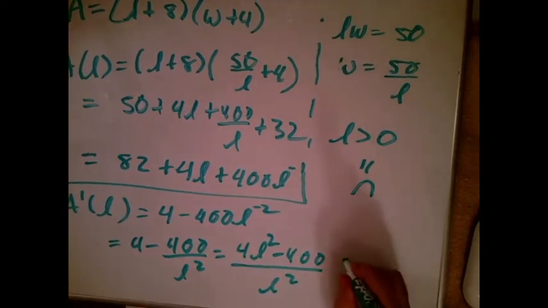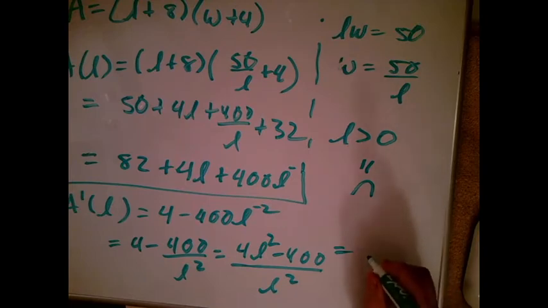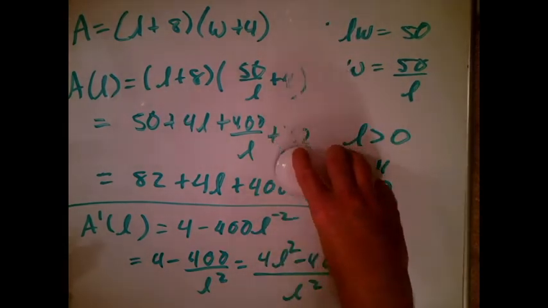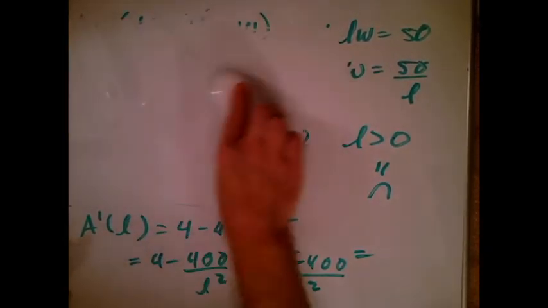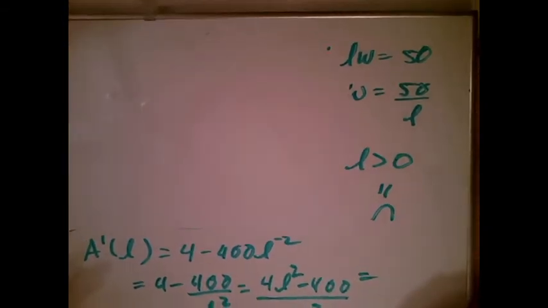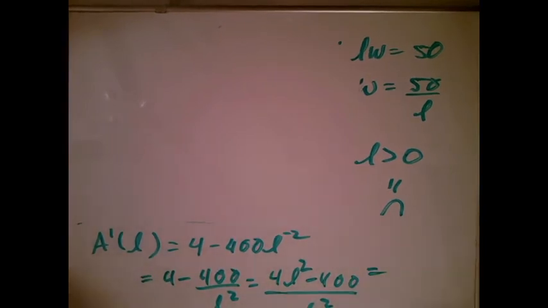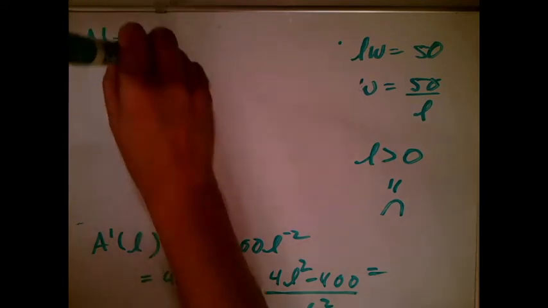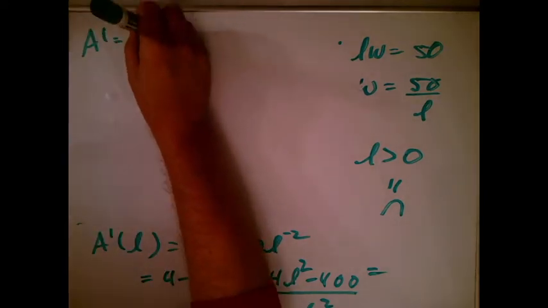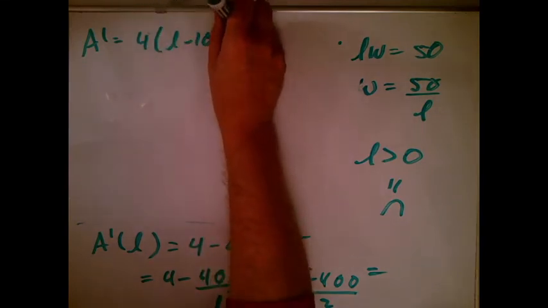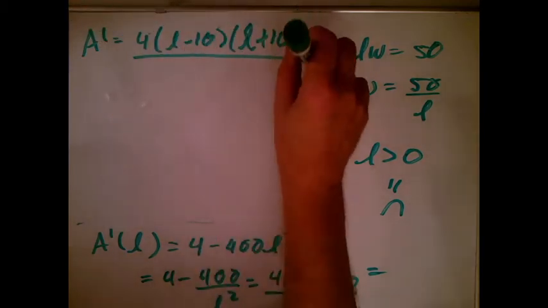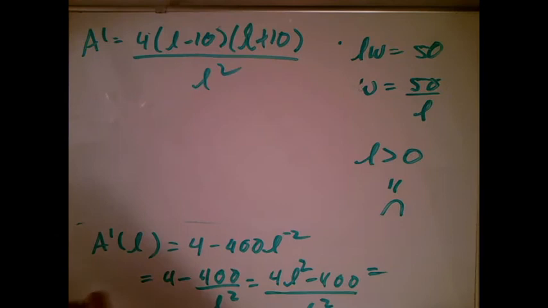Looking better. I'm going to factor this. So what's this going to be? I think I'm going to put it at the top because we're going to have to make a sign chart anyways. So we're still just simplifying the derivative. Going to the top. So this is A prime. This is 4 times (L minus 10) times (L plus 10), all over L squared. Okay, erase the bottom.